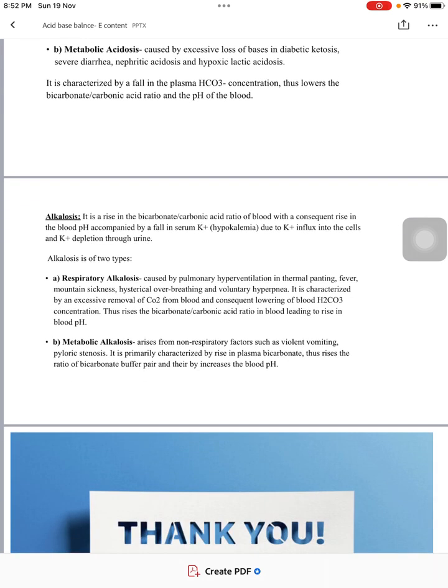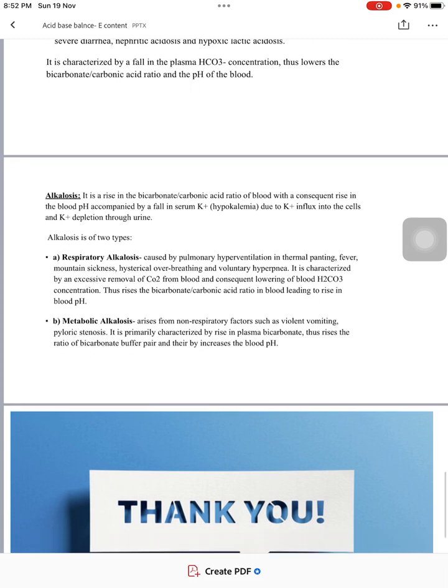Alkalosis is a rise in the bicarbonate carbonic acid ratio of blood with a consequent rise in the blood pH accompanied by a fall in serum potassium, hypokalemia, due to potassium influx into the cells and potassium depletion through urine. Alkalosis, as mentioned earlier, can be of two types: respiratory alkalosis and metabolic alkalosis.